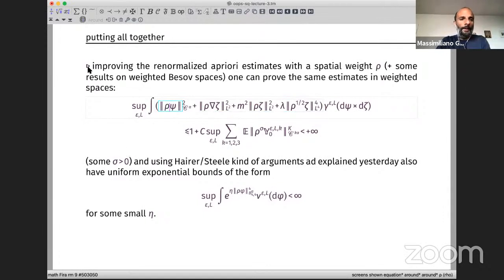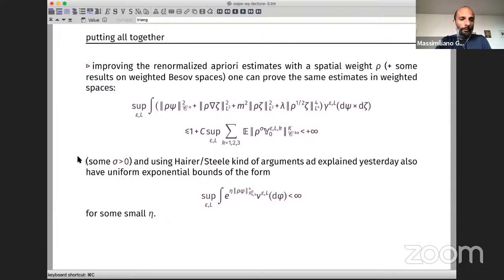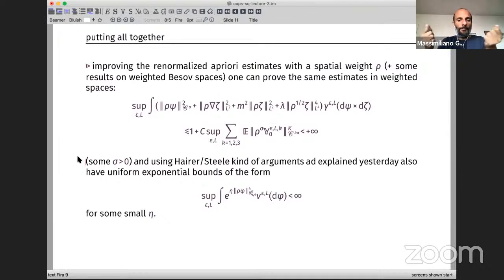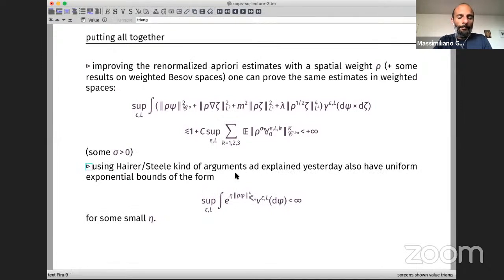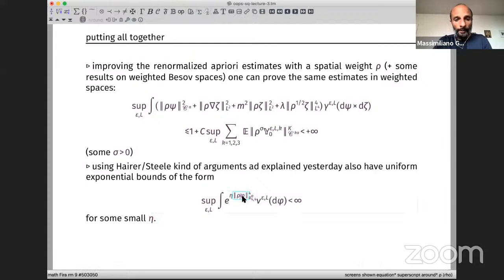Okay, so that's the only thing you have to do, is to put together the two things to get tightness both in epsilon and L. And then you can use the Hairer-Steele argument, for example, I explained to you the last time, to prove that actually you have exponential integrability of some weighted norm. So what you have to do, you have to use a weight. You are limited to fourth power because essentially you have this coercive term which behaves like the fourth power, and you have to use a negative alpha because somehow here the field is the sum of the Gaussian free field plus the interacting term, so it cannot be better than the Gaussian free field.